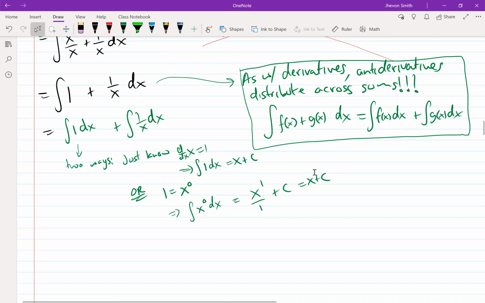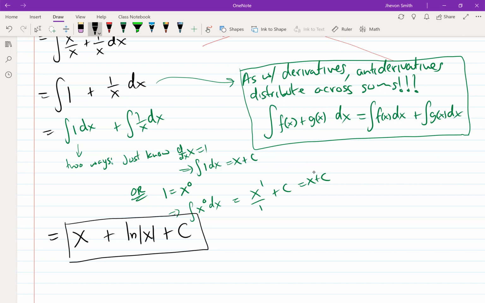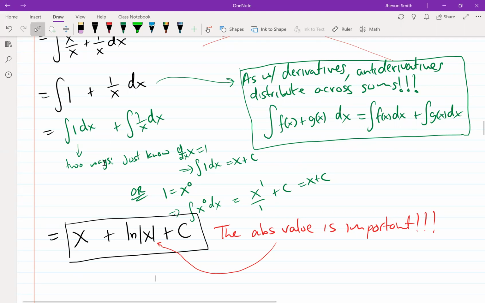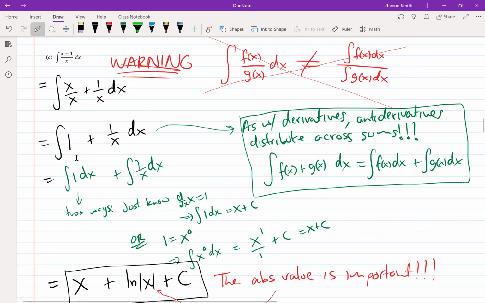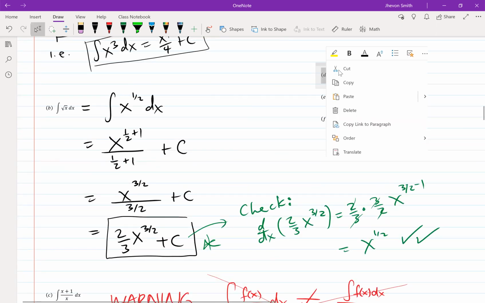Therefore, this is x plus ln of absolute value of x plus c. The absolute value is important. Okay, do not forget the absolute value. It's important. Okay. Yeah, so that's your answer for this one. Now, hopefully that was clear. Let's keep going.